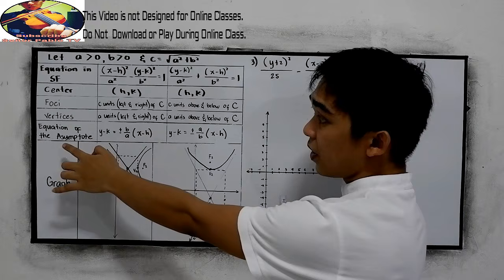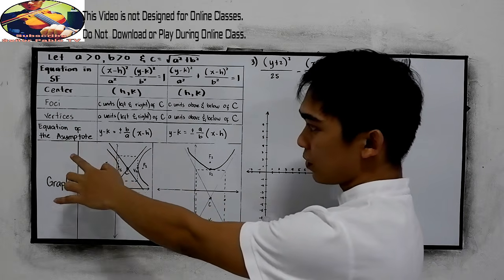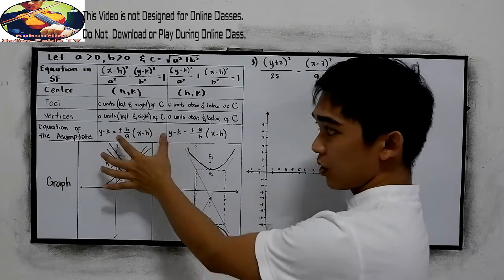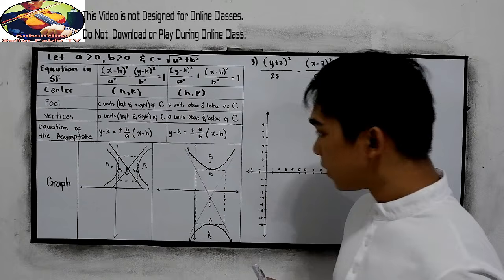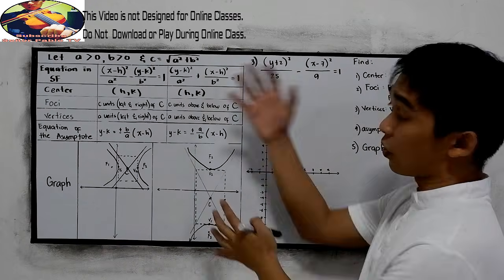Equation of the asymptote. So we have the asymptote here. So this will be the equation. Now let us use this table to solve this problem.